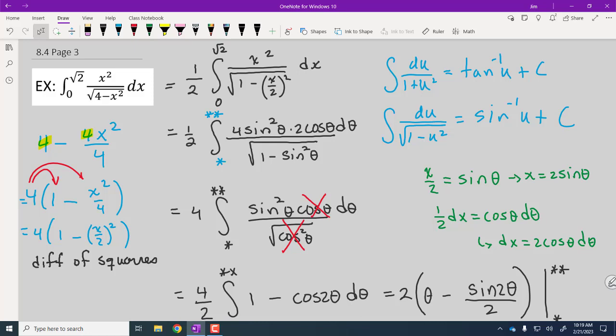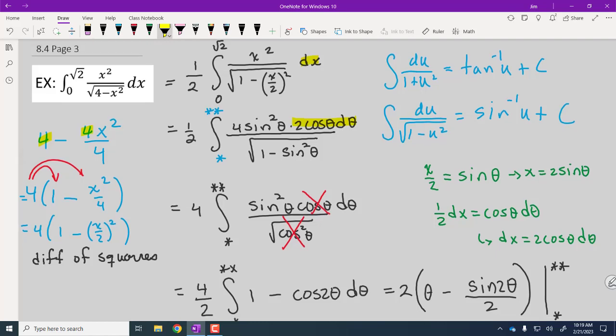We take the derivative of both sides here. The derivative of x over 2 is a half. The derivative of sine is cosine. And then we substitute. x squared, isolating the x here as 2 sine theta, squared, you get 4 sine squared. The dx, we isolate the dx. That's going to be 2 cosine theta d theta. So here's dx right there. And then the x over 2 is sine. 1 minus sine squared is cosine squared. So it's like a big jigsaw puzzle. And it's going to get more jiggy in a second.